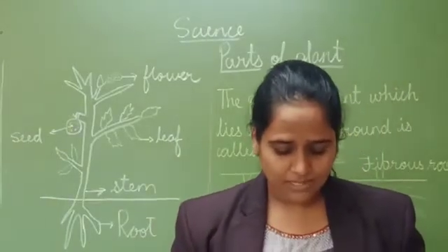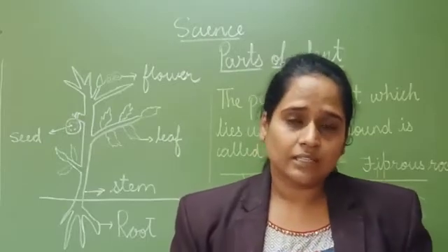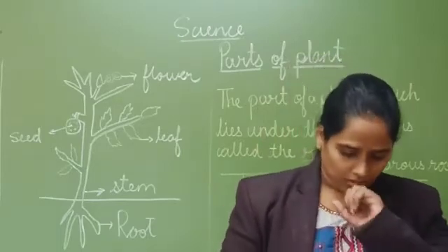For example, some plants store food. We eat these types of root. Some roots store food in them, like carrot and radish, which we eat.